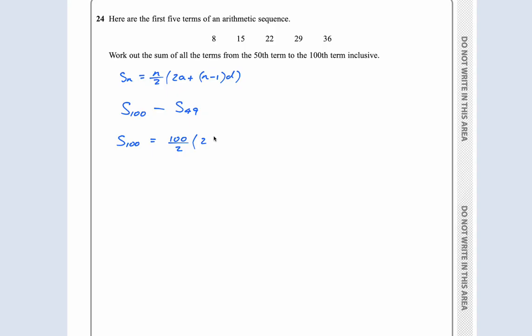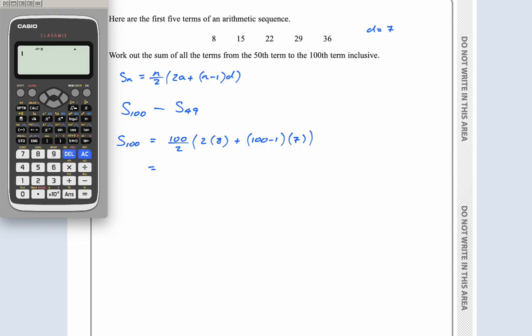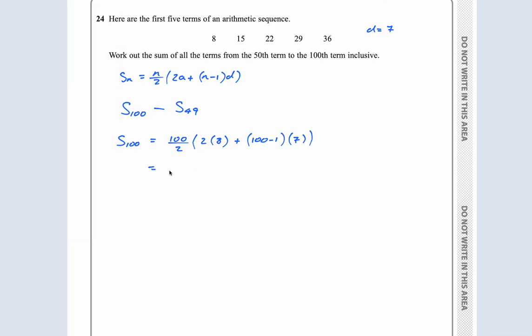a is 8, this is 2 times 8, n is 100, and d is 7, because I'm adding 7 each time. 15 minus 8 is 7. So this times 7. I can sub this all into the calculator. It gives me, well, 100 over 2 is 50, times 2 times 8 is 16, plus 100 minus 1 is 99, times 7, 35450.